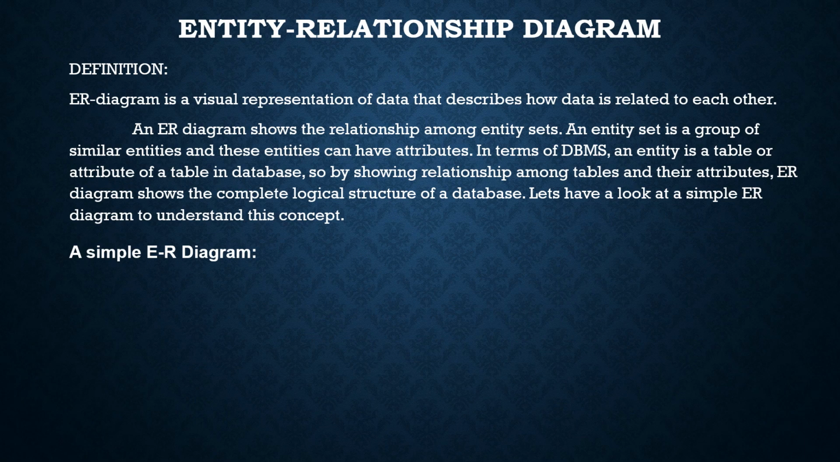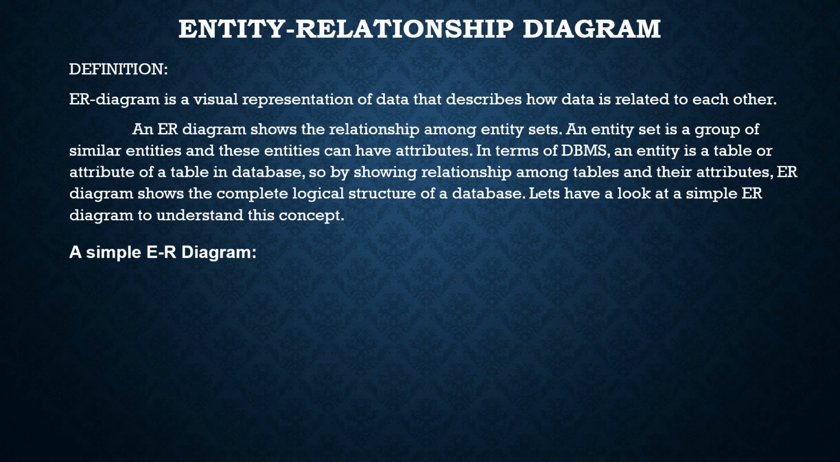ER diagram or entity relationship diagram. So what do you mean by an entity? An entity is a place or an object or a person, etc. The entity relationship diagram is also called an ER diagram. It is a visual representation of data that describes how data is related to each other. That means, is there any link from one data to another? Such an explanation will be given by this ER diagram.